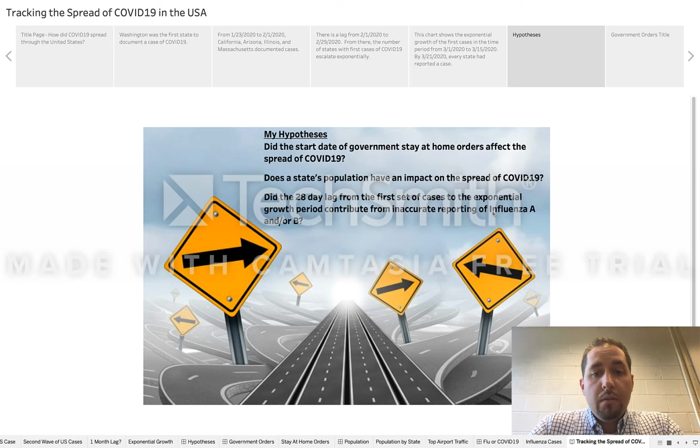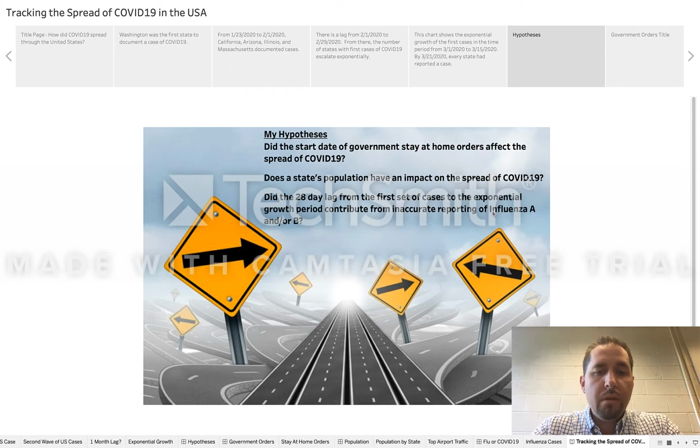Did the start date of the government stay-at-home orders affect spread of COVID-19? This was something that when I was going through the disciplines, I was reading through government files, something that was relevant even in my workplace. Very curious. Did this have an impact on the 28-day lag, etc.? And so I wanted to characterize that. Does a state's population have an impact? When I was looking at it, it looked like the larger states in the country had more impact. So I wanted to characterize that.